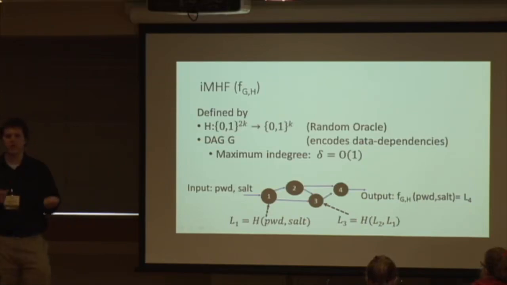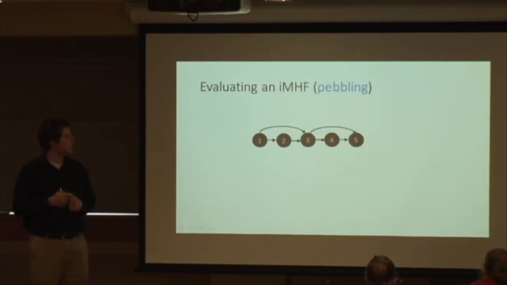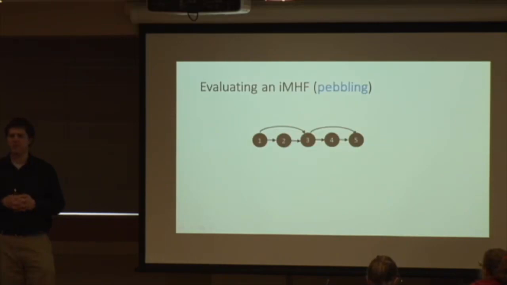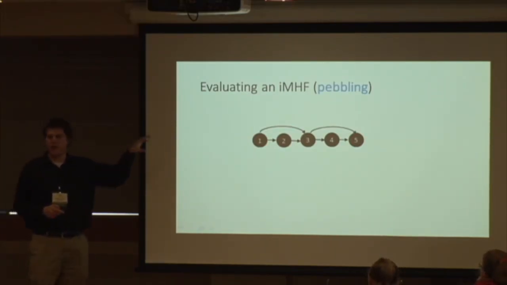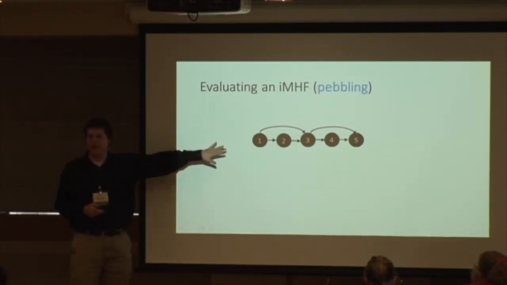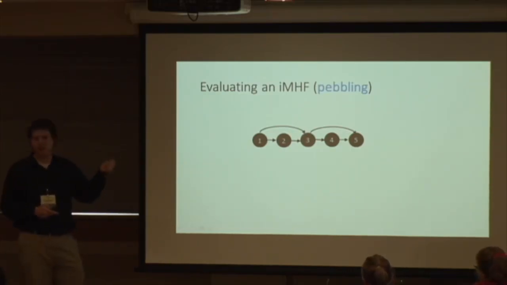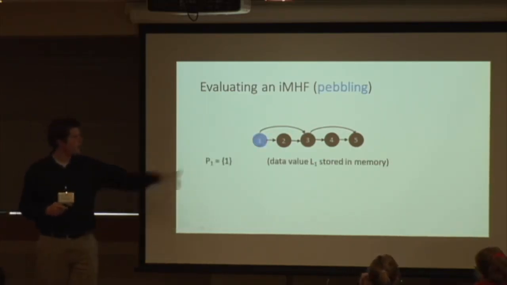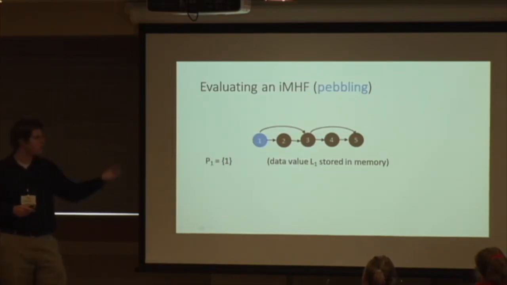All right, so to think about computing these functions, we can actually introduce a simplifying abstraction called graph pebbling. Graph pebbling is just a game played on a graph. In this game, you're allowed to place a pebble on the graph at time i if during the previous round you had pebbles on all of that node's parents. Initially, we have no pebbles on the graph. So that means that we can place a pebble on node 1. In the real world, this means that we're computing label 1 and storing this data value in memory.